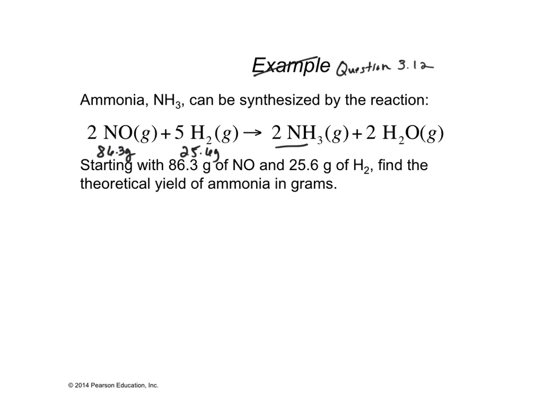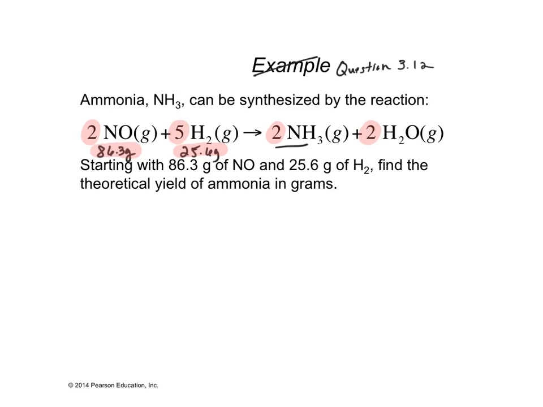Okay, so I'm going to go ahead and go over this problem. A couple of things that we've set up already. Number one, we're given the balanced chemical equation, right? So for every 2 NOs, we're going to use 5 hydrogens. In the process, we're going to make 2 ammonias and 2 waters, right? We also know that we are starting with 86.3 grams of NO, which is nitric oxide, and 25.6 grams of hydrogen, okay?